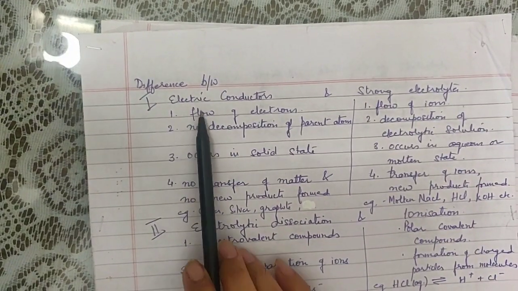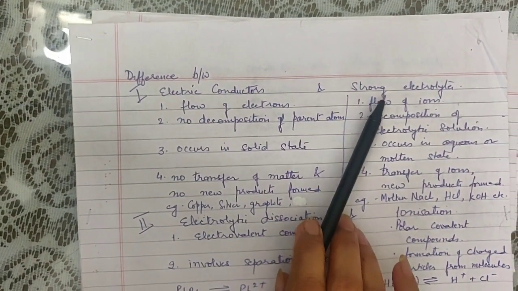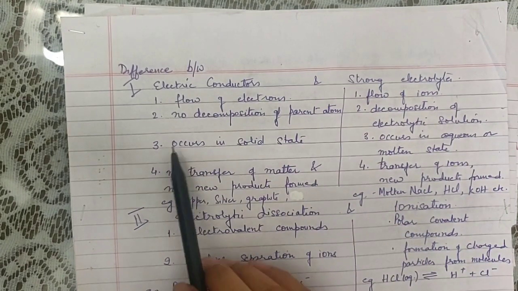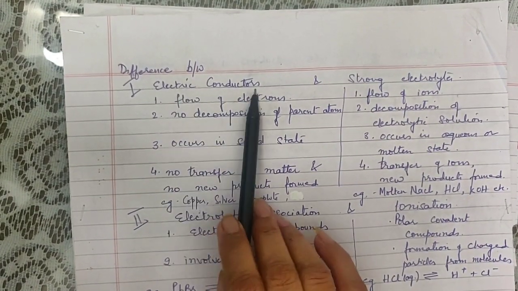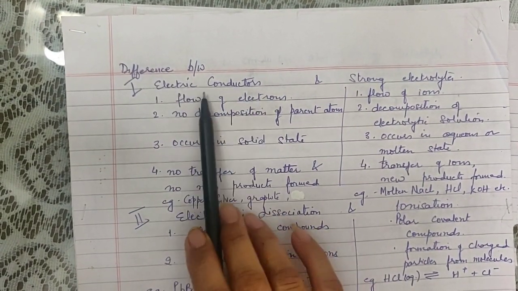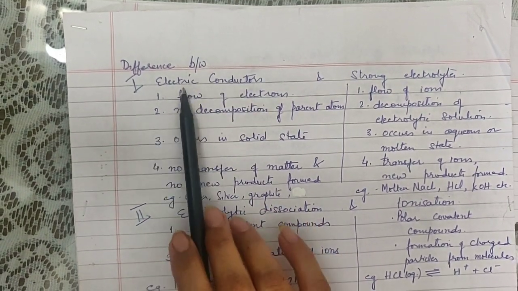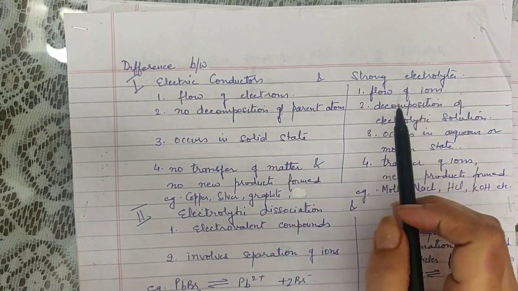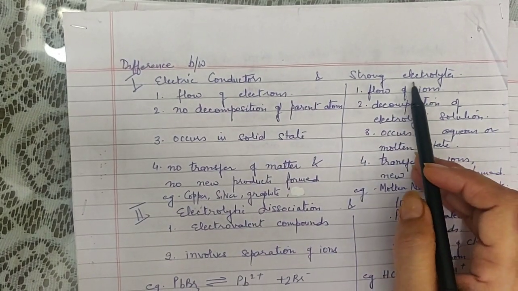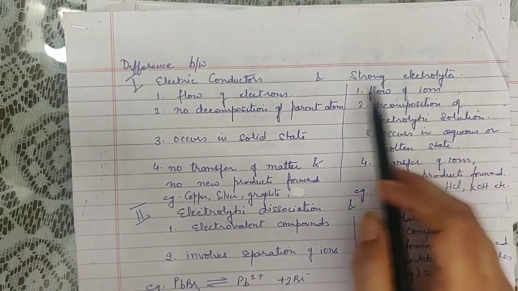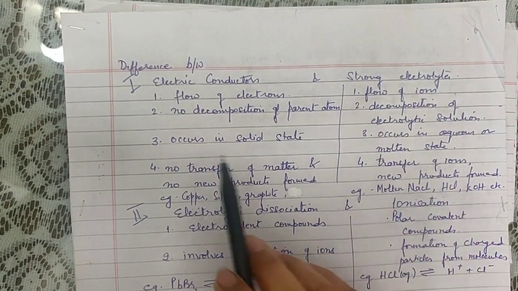Tell me, is there a difference between electric conductors and the strong electrolytes or electrolytes in general? For example, electric conductor means suppose you take a wire of copper and electric current is flowing through it. Is there a difference between the flow of that current in the copper wire as well as what you have studied in the electrolysis of sodium chloride? Is there a difference? Yes, there is a difference.